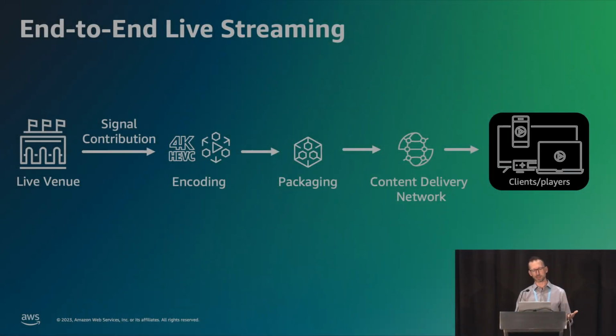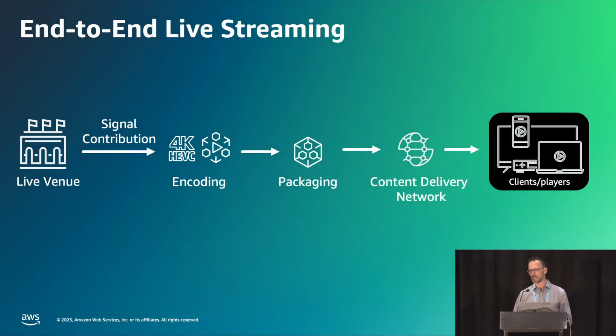So this is an example of a basic end-to-end live stream workflow. You have the signal coming from the live venue. The contribution signal goes straight to the encoder, which is going to encode in 4K or whatever full stack that we have. It's going to be packaged up and sent to the CDN for delivery so that it can be viewed by the clients.